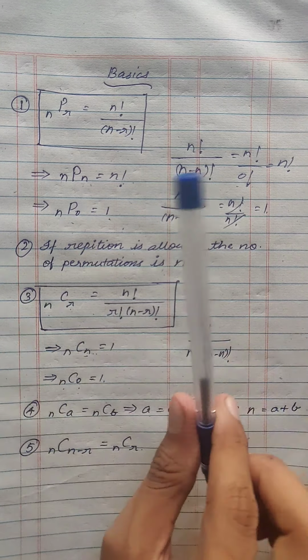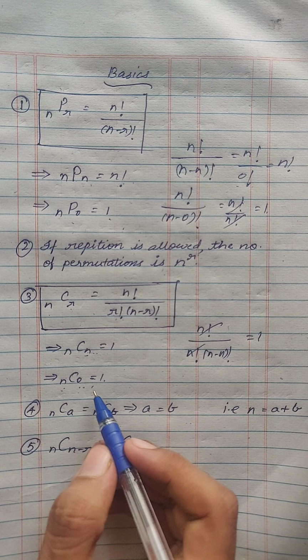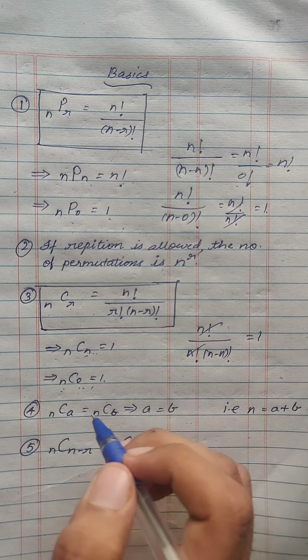Similarly, nC0. nC0 is nothing but here we have to substitute 0. So 0 factorial becomes 1. And here you have to substitute 0. So n factorial by n factorial becomes 1. So please note all these special cases which I forgot to tell you.